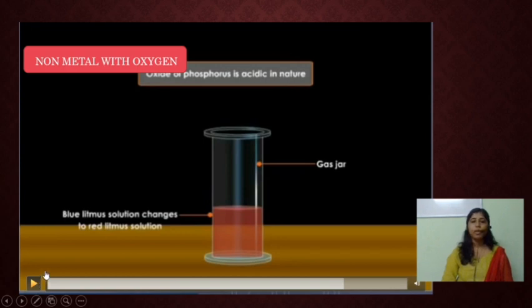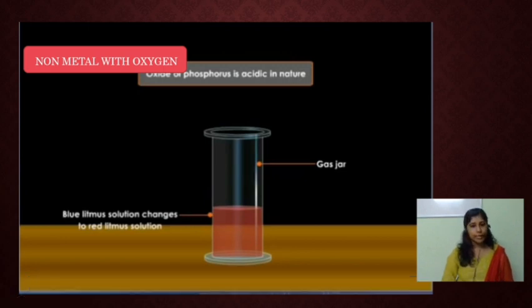Here we take some phosphorus and collect the fumes coming, that is the oxide of phosphorus. We dissolved that oxide of phosphorus in water and added blue litmus solution. At that time, the blue litmus solution changed into red. If there is a color change from blue to red, that means that substance is acidic in nature. So we can understand that the oxide of phosphorus is acidic in nature.